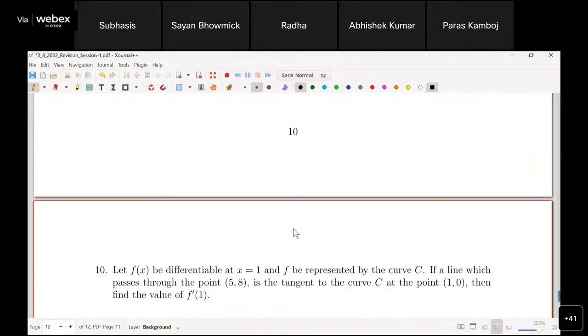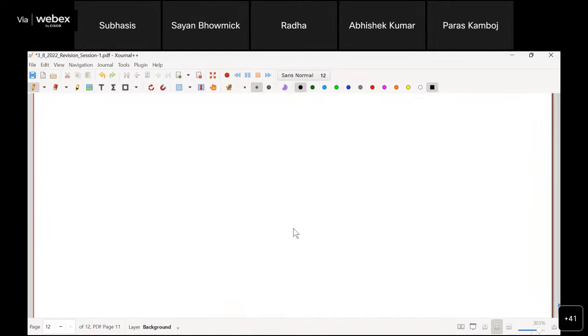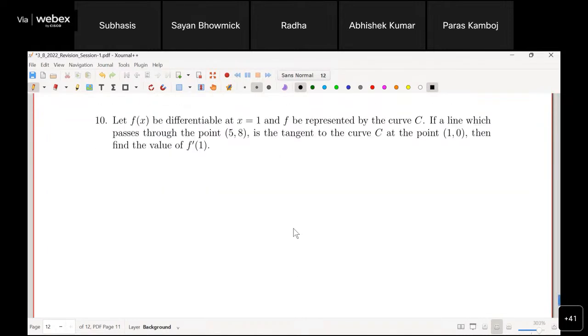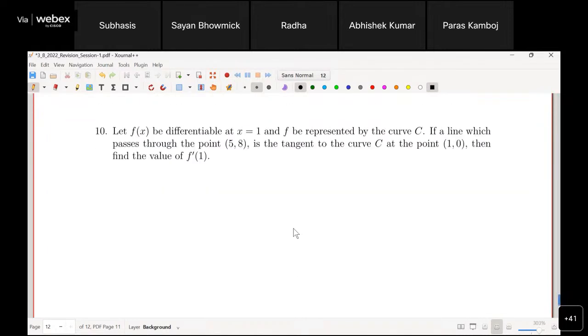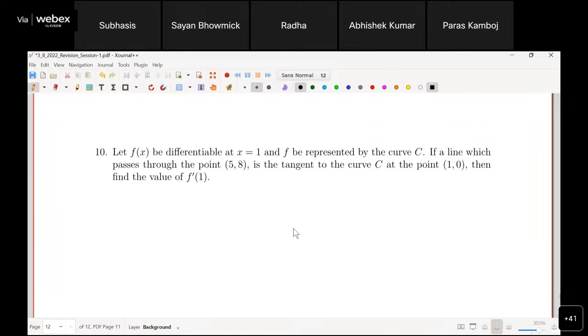Okay, let me solve this last question. Suppose I have something f, and let's say this is x equal to 1.